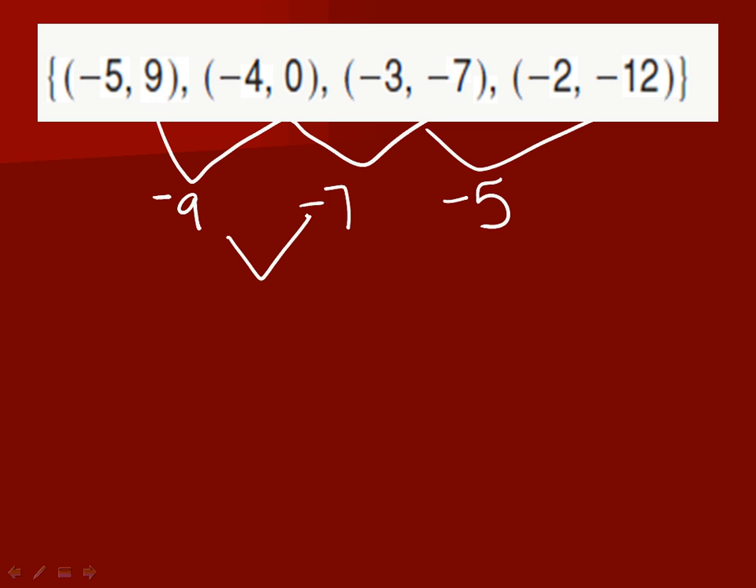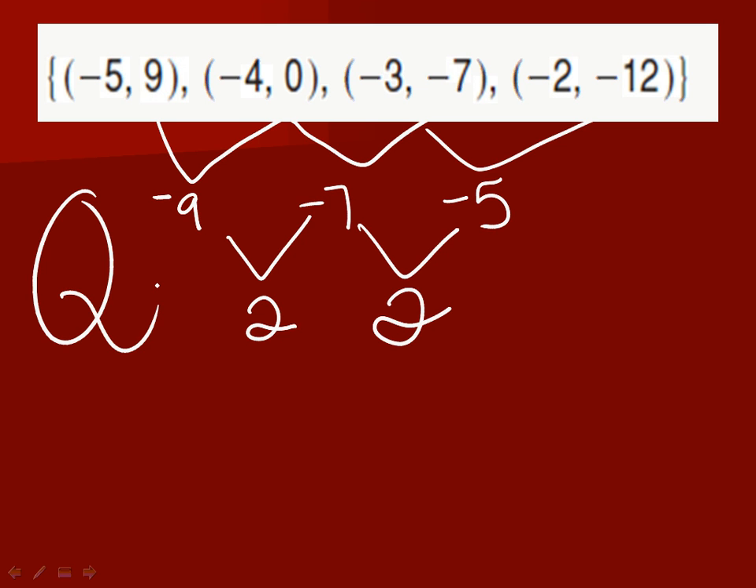Let's try it again. -9 to 7 is 2, and -7 to 5 is 2. What is it? It's quadratic. Now, since it's quadratic, this 2 right here has nothing to do with the equation except to tell you it's quadratic. Okay? That's all we know in your life right now. In Algebra 2, you'll catch and get more in pre-cal.